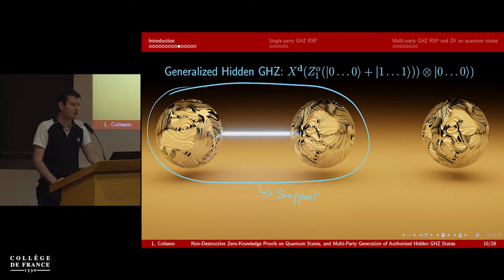I will call the support of this GZ state basically all the qubits that are entangled together. So here are these two qubits. Of course, if you just look at this state directly, your support will not be hidden because it's always the first two qubits that are part of the GZ state. So in order to hide this support, you will basically scramble, like do a permutation of all your qubits, and that will be our final generalized hidden GZ state. So it is a permutation of a GZ.